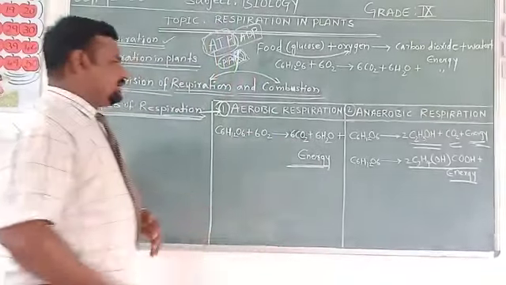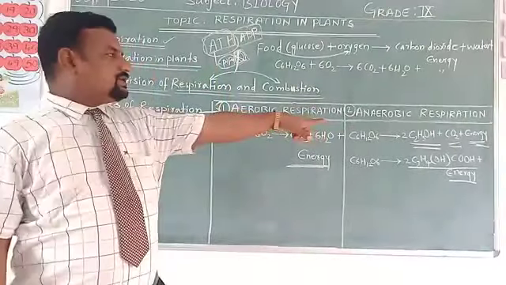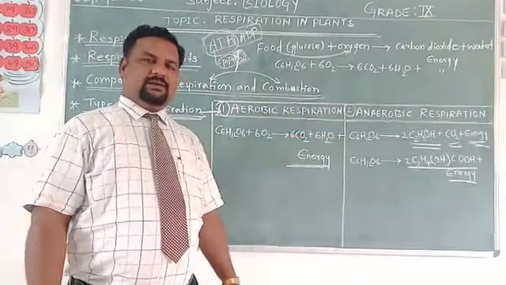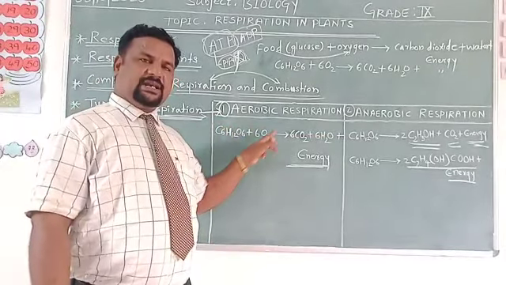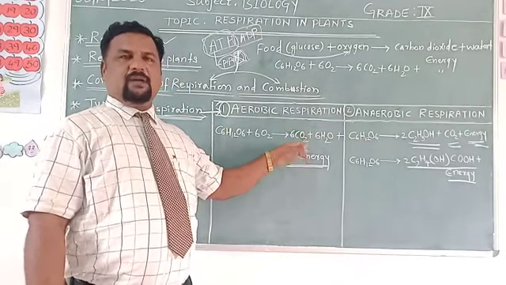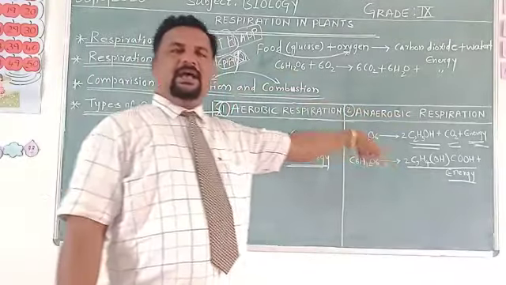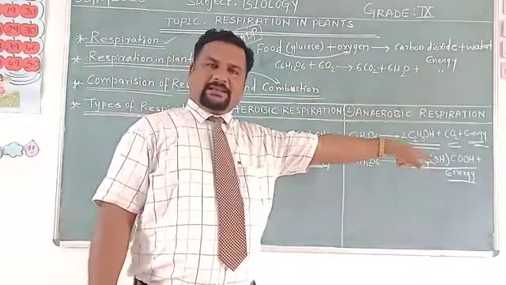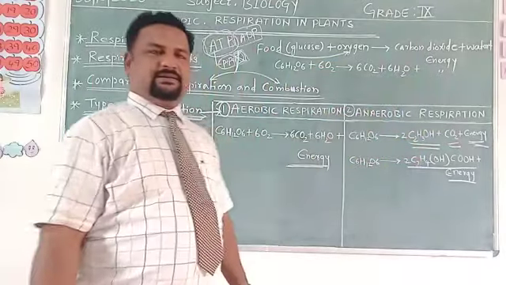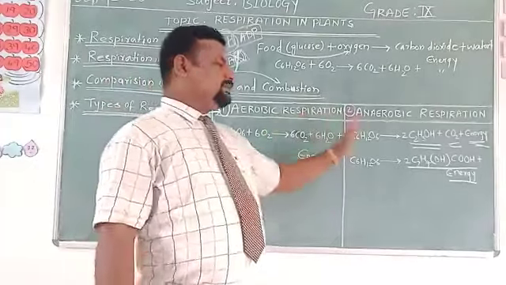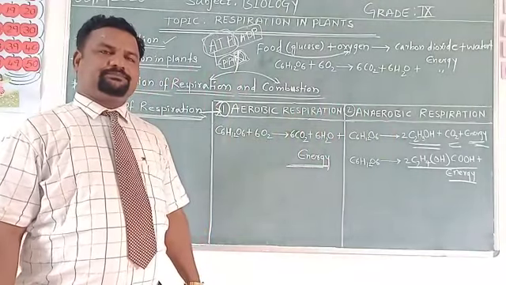What we have to remember here: aerobic respiration takes place in the presence of oxygen. Anaerobic respiration occurs in the absence of oxygen. Here food, glucose, is oxidized with the help of oxygen and produces carbon dioxide and water plus more energy. Here glucose or food is oxidized without oxygen and produces ethyl alcohol, carbon dioxide and less energy, or lactic acid and less energy. So this is the difference between aerobic respiration and anaerobic respiration.